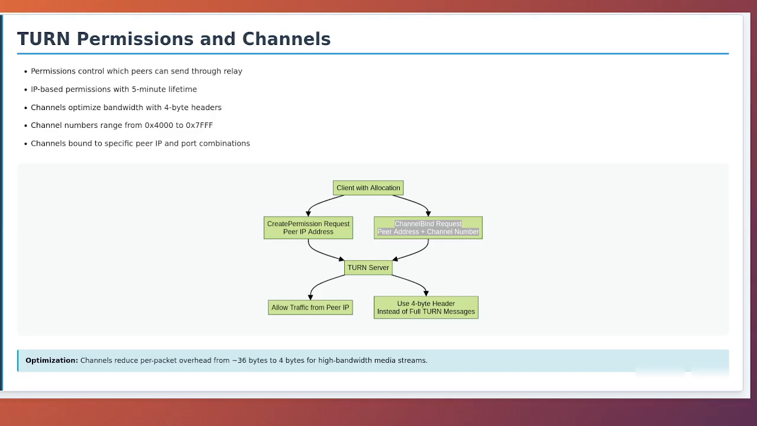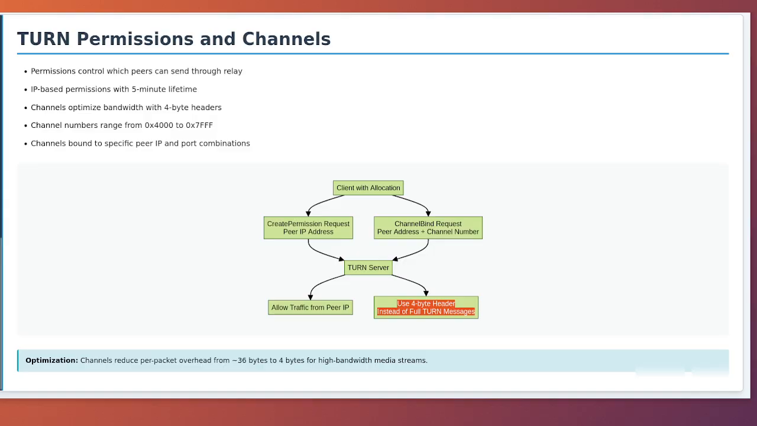Channels solve this problem by allowing the client to create a lightweight binding between a peer address and a channel number. Once a channel is bound, data to and from that peer can be sent using a minimal 4-byte channel data header instead of the full TURN send or data indication format. The client sends a channel bind request specifying the peer's IP address and port, and a channel number beginning with 0x4000 and ending with 0x7FFF.